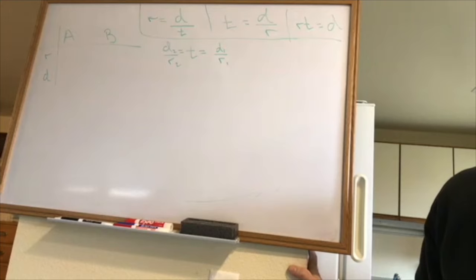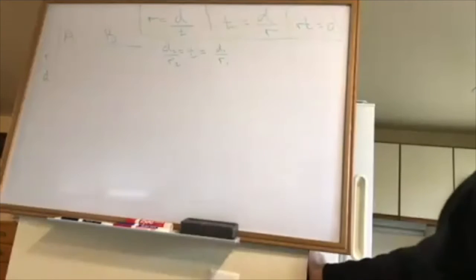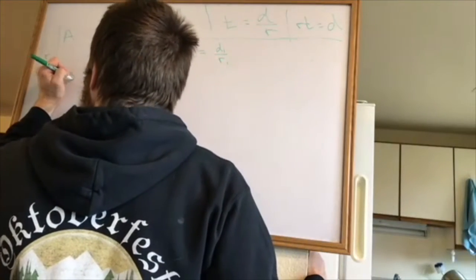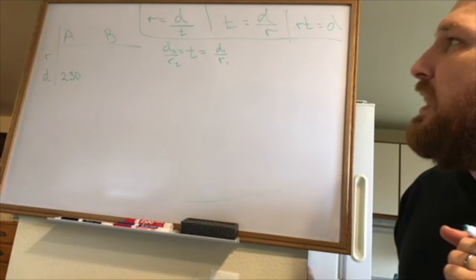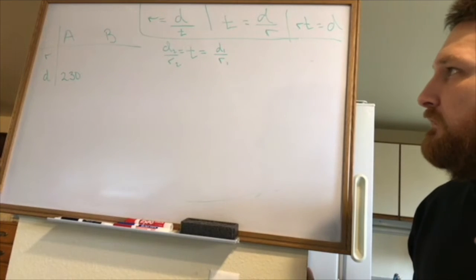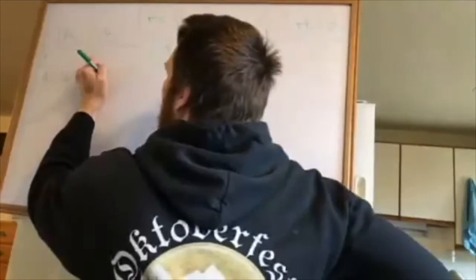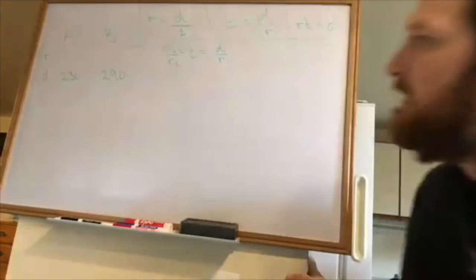230 kilometers is the distance that it traveled. Okay. What about train B? 290 kilometers. Okay.